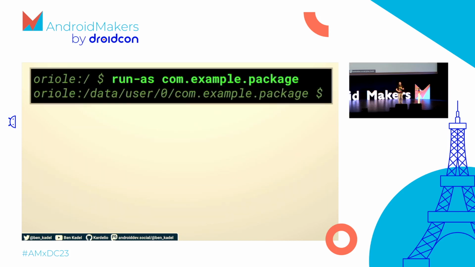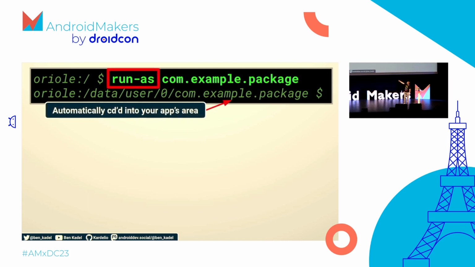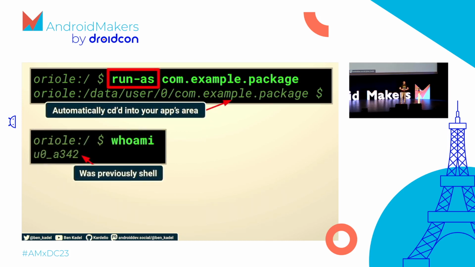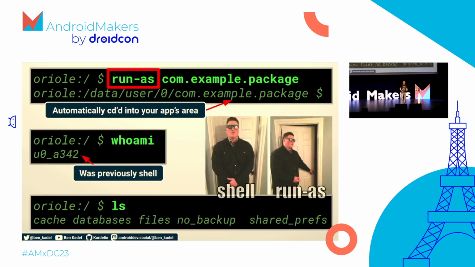A command called runAs. Whilst we're shelled into the phone, we can use runAs followed by, and this is really important, the package ID of our debuggable app, okay? And that basically says to the phone, hey, pretend I'm the app for a second. Let me just see the world through the app's eyes a little bit. You'll become the app. You'll be immediately cd'd into the app's internal storage area. Your user will change. You'll become a different user altogether, and you can now ls the contents of the files and folders. Brilliant.